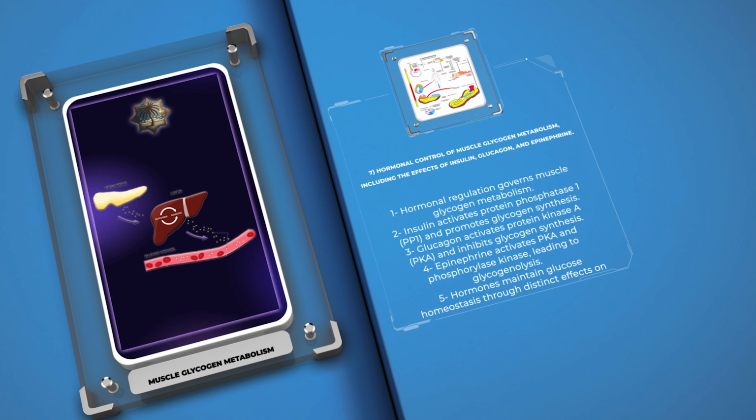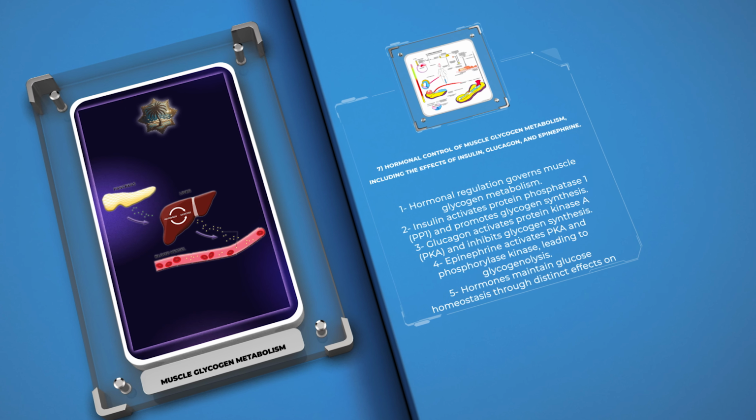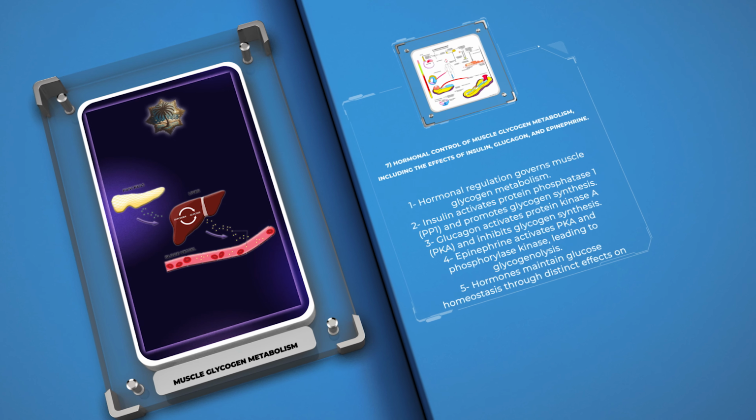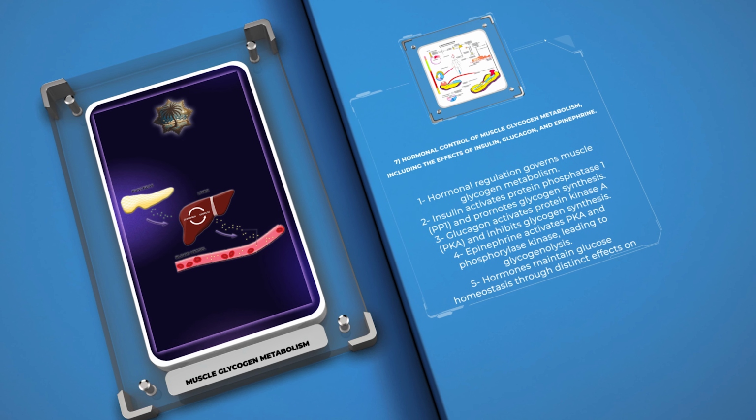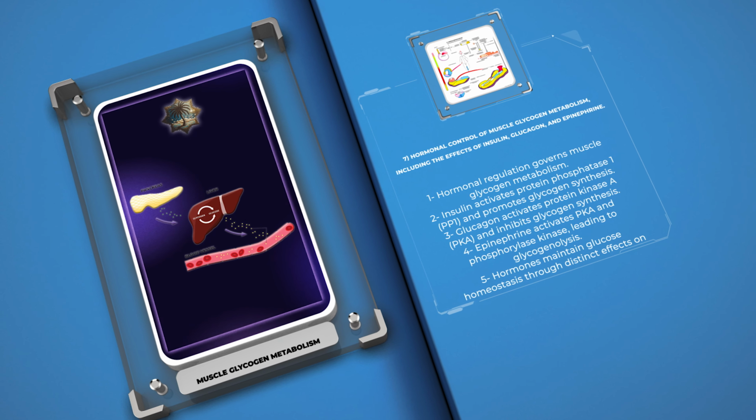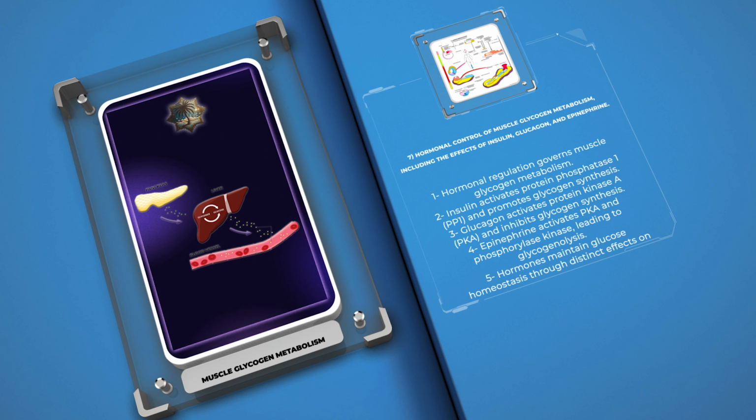Insulin, released in response to increased blood glucose levels, activates protein phosphatase 1, PP1, which leads to dephosphorylation and activation of glycogen synthase. This stimulates glycogen synthesis and storage in muscle tissues. On the other hand, glucagon, released during hypoglycemic conditions, activates protein kinase A, PKA, resulting in phosphorylation and inhibition of glycogen synthase. This promotes glycogen breakdown and glucose release from glycogen stores.